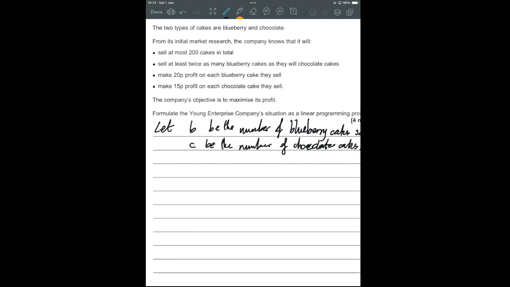I want to maximize our profit, so let's maximize P equals, well, our profit is 20p per blueberry cake, 15p per chocolate cake. So I want to maximize the expression 20B plus 15C, subject to, and this is where we need our conditions. We want to sell at most 200 in total. So B plus C has to be at most 200.